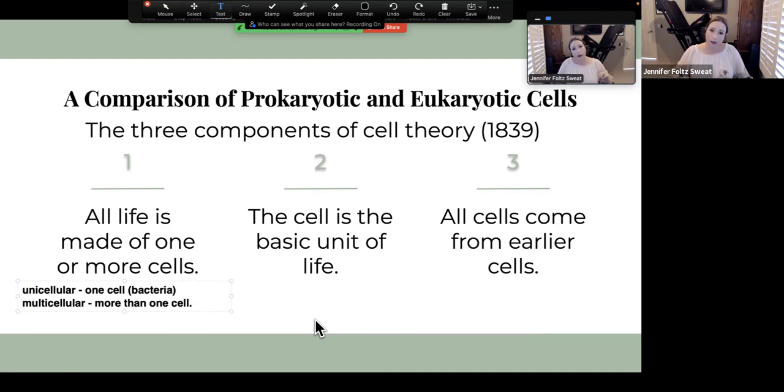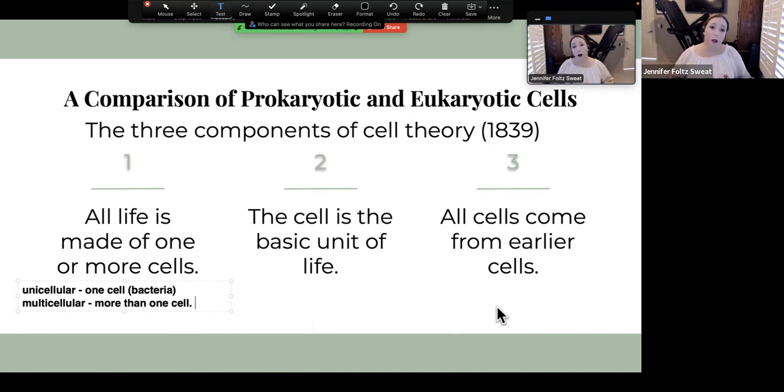Now, with a multicellular organism, the cells are more specialized. They can still reproduce and they can still carry out most of the characteristics of life. So that is why we call the cell the basic unit of life.